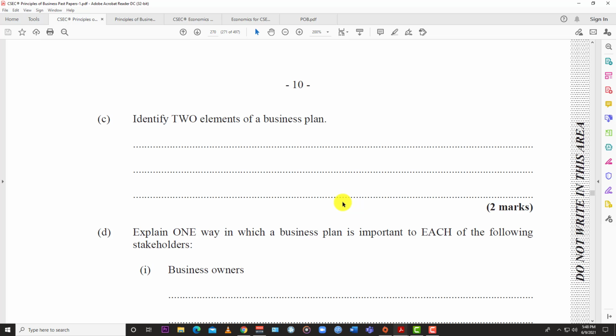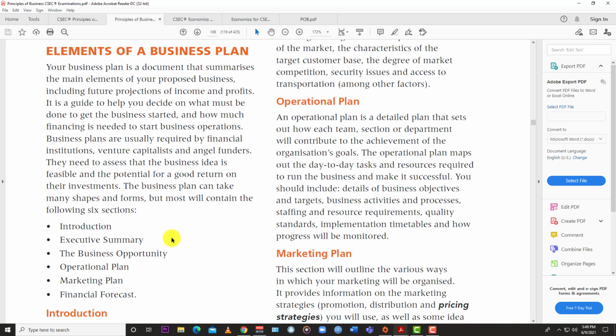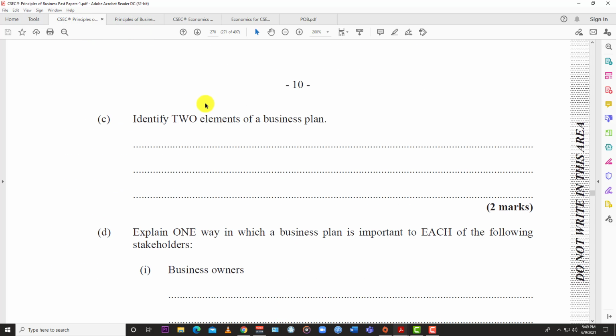All right, number 3C. Identify two elements of a business plan. So two elements, you have a whole lot of parts of a business plan. Of course, you have executive summary, you have a marketing plan, your operating plan, your financial plan. All those are elements of your business plan. Your textbook nicely outlines the elements of a business plan: introduction, executive summary, business opportunity, operational plan, marketing plan, financial forecast. So all those are elements of the business plan, but they only ask for two, so you give any two and you're good to go.